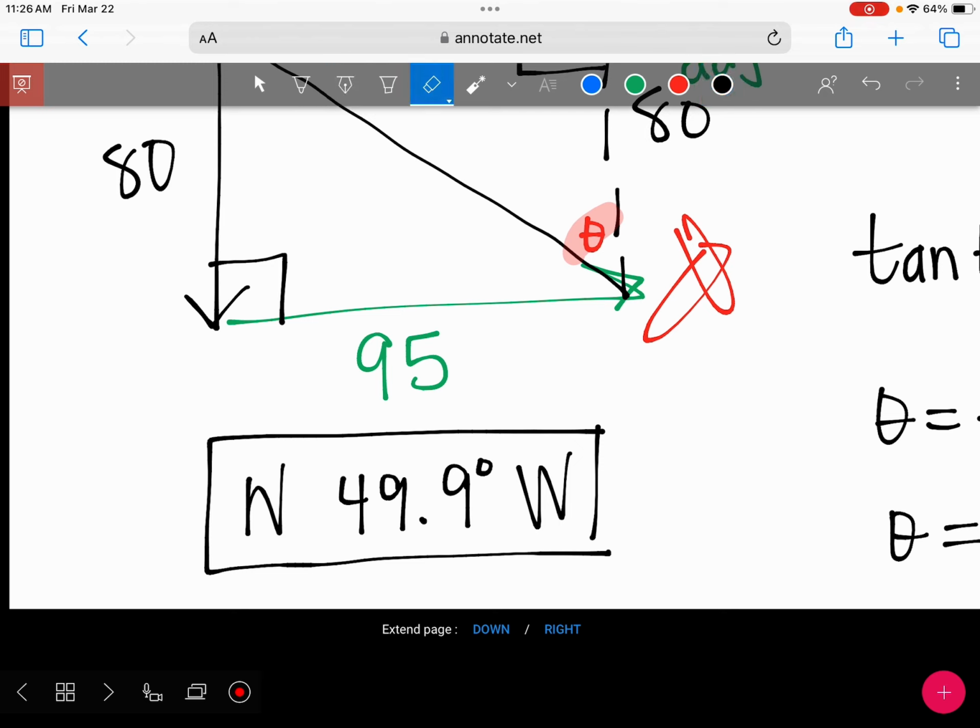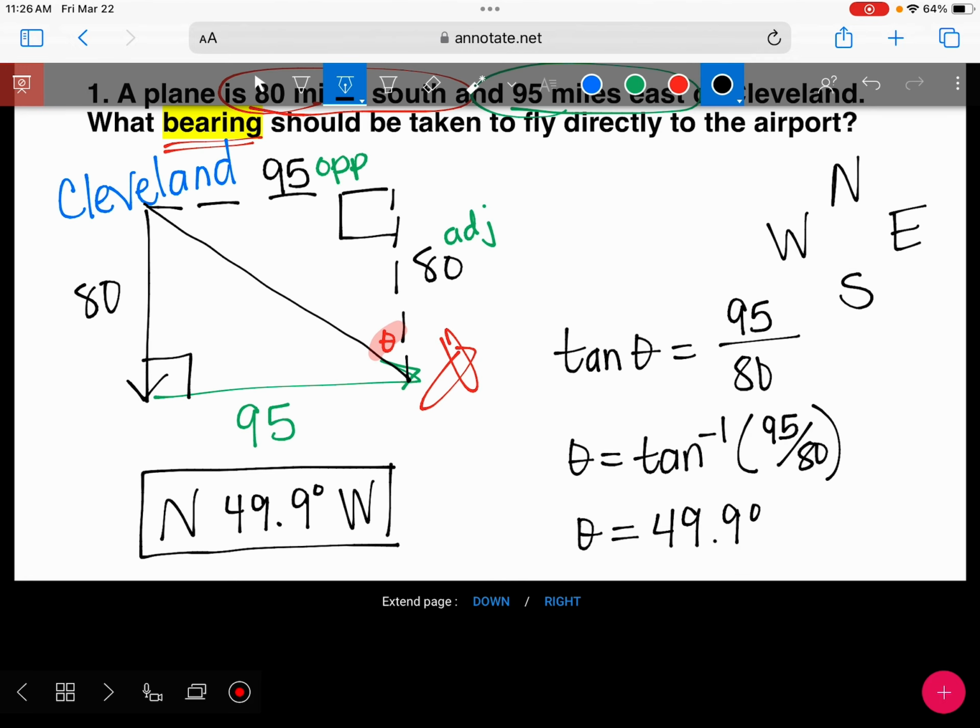That looks like a W, both of those. Let me make a better N. Okay, that's better. So whenever you're writing a bearing, you have to include direction. So that would be my final answer. All right, let's look at question number 2.